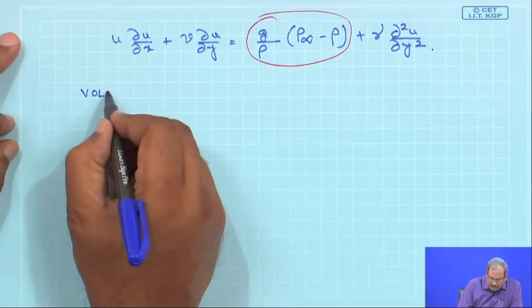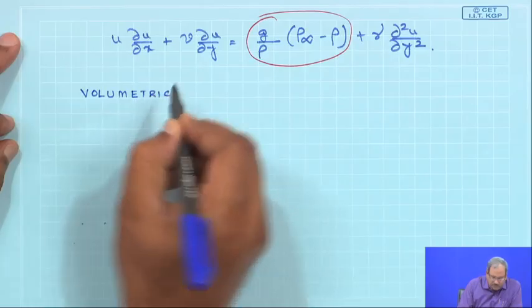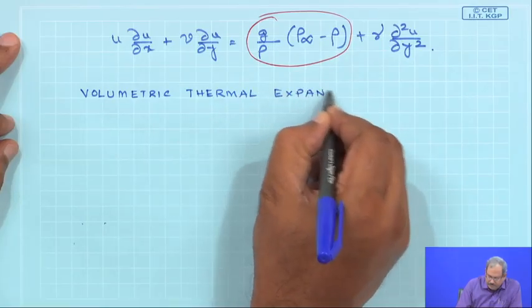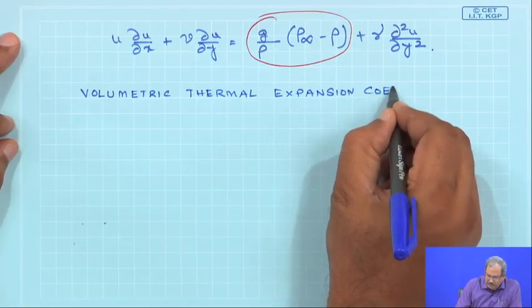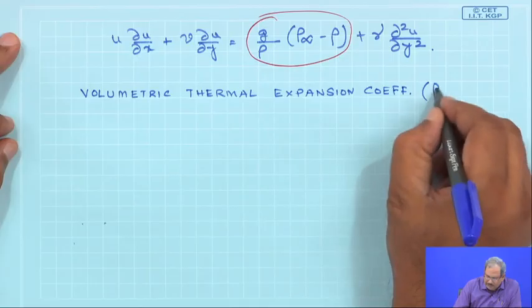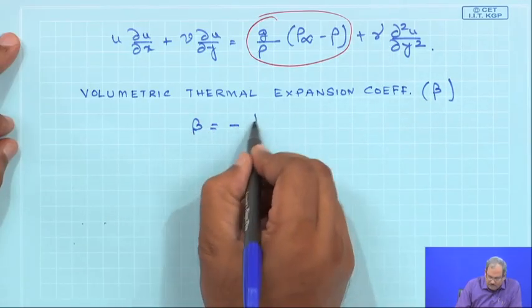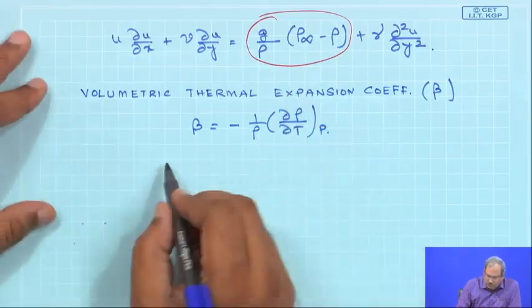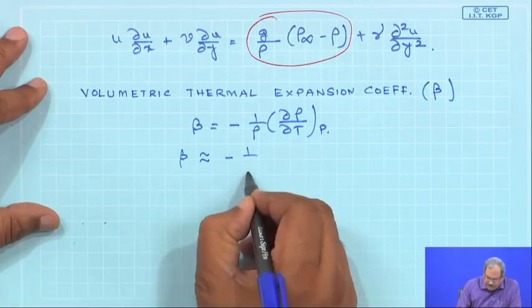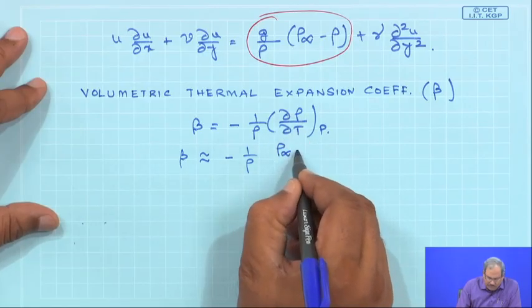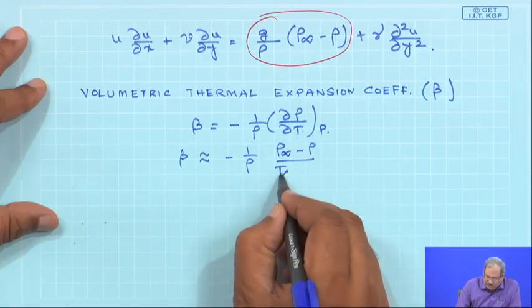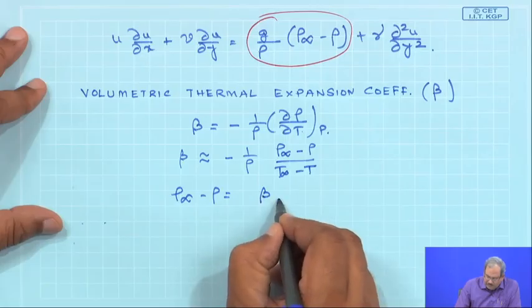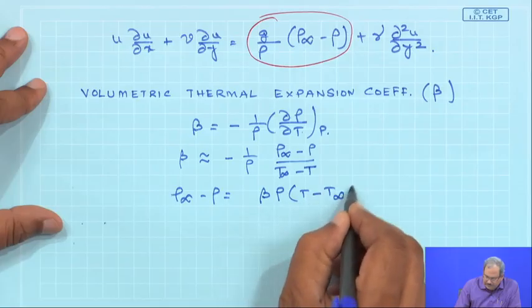introduce a thermodynamic quantity which is the volumetric thermal expansion coefficient, which is termed as beta, and you know that beta is nothing but minus 1 by rho ∂rho/∂T at constant pressure. So, beta can also be approximated as minus 1 by rho, the change in density, rho infinity minus rho, by the change in temperature, which is T infinity minus T. So, this rho infinity minus rho can be written as beta rho (T minus T infinity), absorbing the minus sign in here.